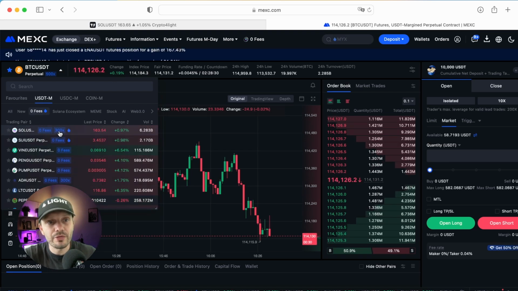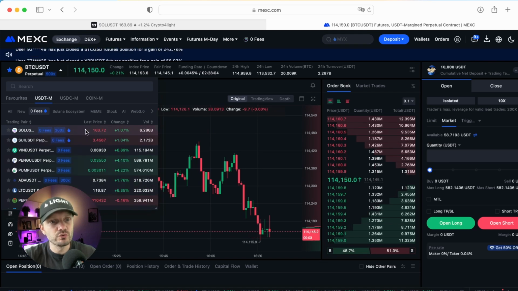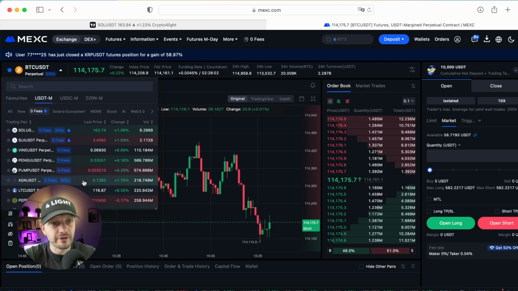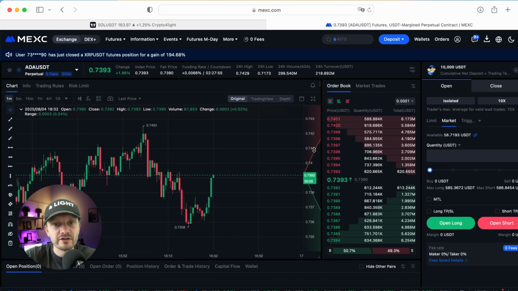Here you can see that 300x. Guys, if you're a beginner, I recommend you just ignore this from the exchange because it's so easy to lose the money, even with zero fees. So let's choose some trading pair, for example, Cardano. We open the terminal. How to work with the terminal, I also posted a video.